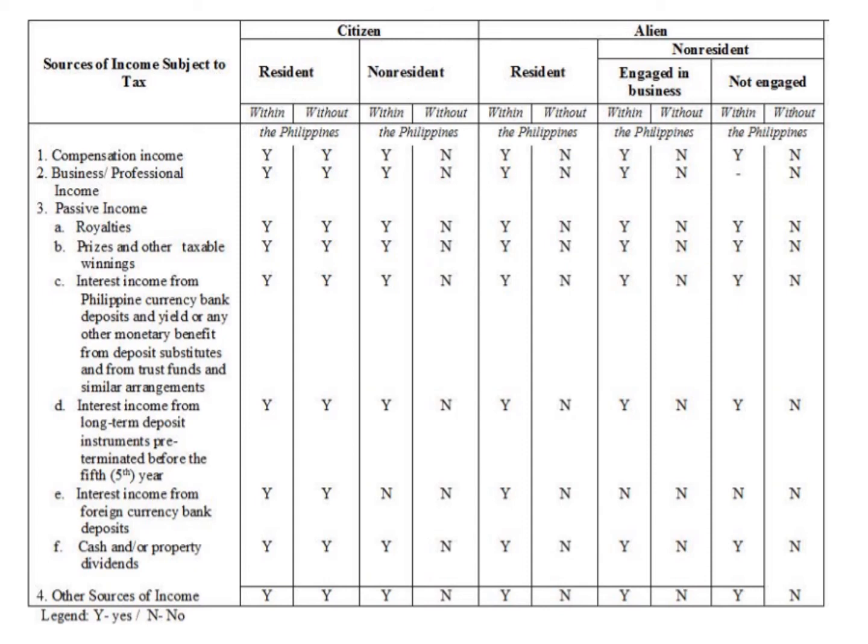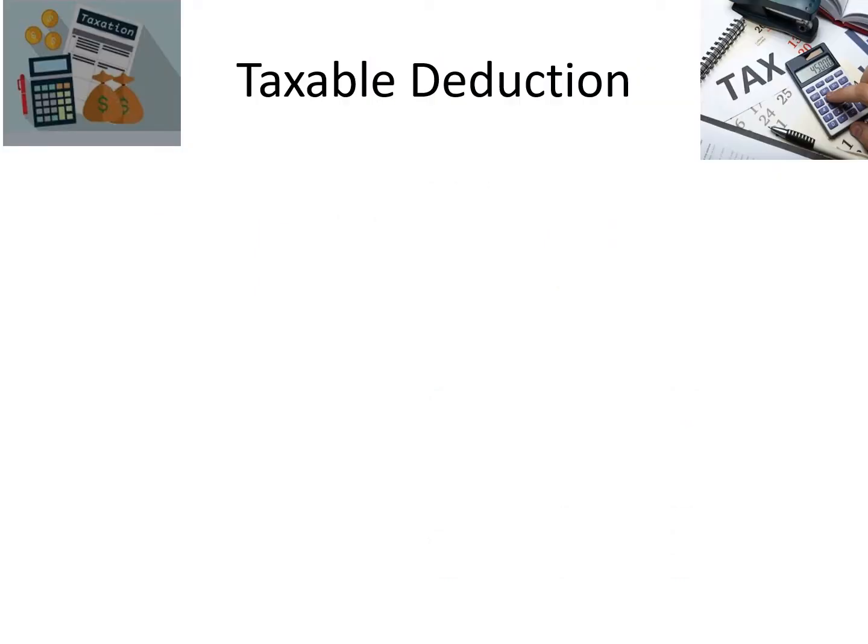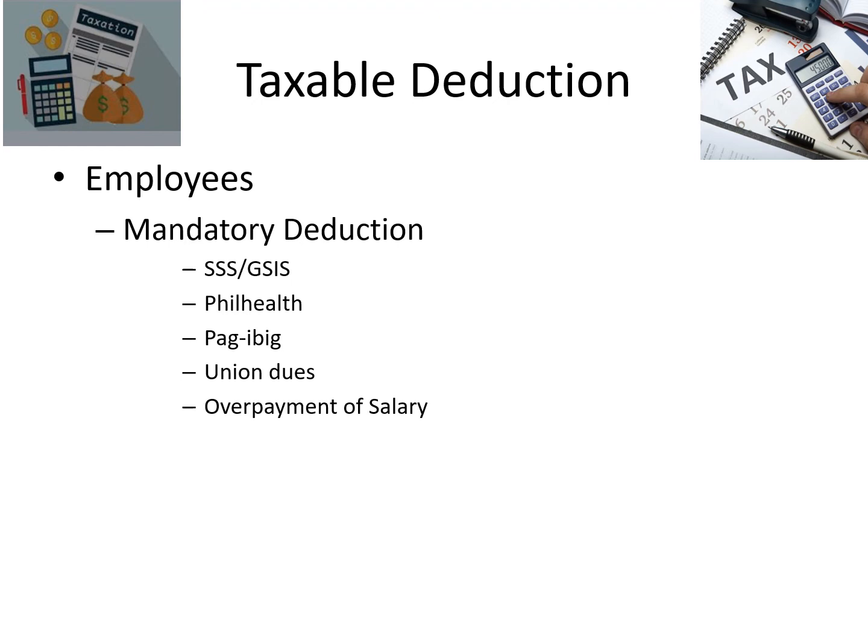Okay? So what is now our tax deduction? For employees, we only have the mandatory deductions. These are our GSIS or SSS. If you are employed in the private sector, it's SSS. If you are employed in the public sector, it's GSIS. The PhilHealth, or those for our medical benefit, the Pag-ibig funds, and the union dues and overpayment of salary. These are the only deductions under the employees category. Okay? And unless you could show them or refile an income tax, you could also claim the donation, as long as there are receipts for that one.